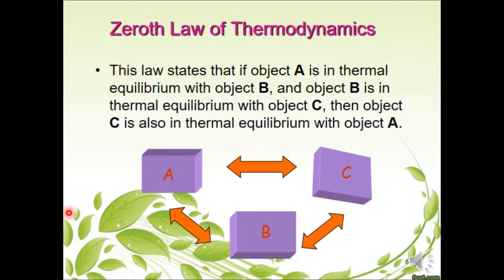Next is the zeroth law of thermodynamics. Now, what is the zeroth law? Let's say you have object A here. Object A is in thermal equilibrium with object B, which means both are at the same temperature. Object B is in thermal equilibrium with object C, so B and C are at the same temperature. So we can conclude that object C should also be in thermal equilibrium with object A. That is the zeroth law of thermodynamics.